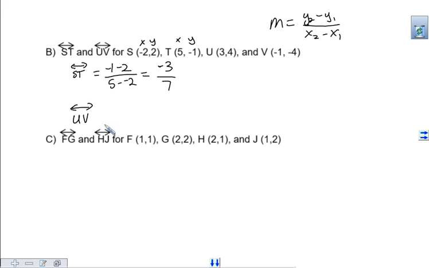Then we're looking at line UV. Negative 4 minus 4 over negative 1 minus 3. Negative 4 minus 4 is negative 8. Negative 1 minus 3 is a negative 4, and that reduces to 2. Negative 3/7 and 2. They're not equal to each other, and they are not inverse reciprocals, so these are neither parallel nor perpendicular.